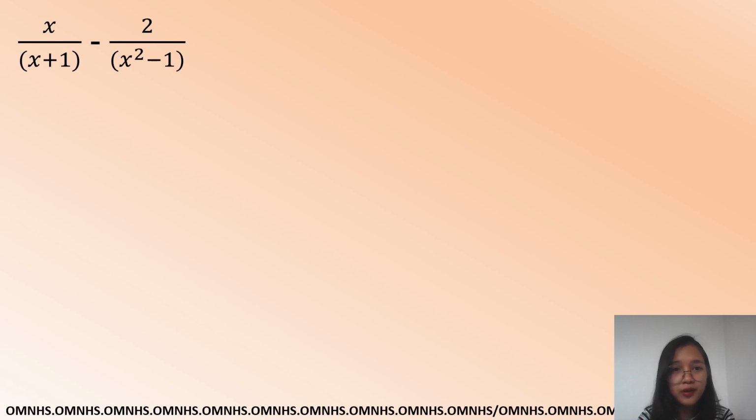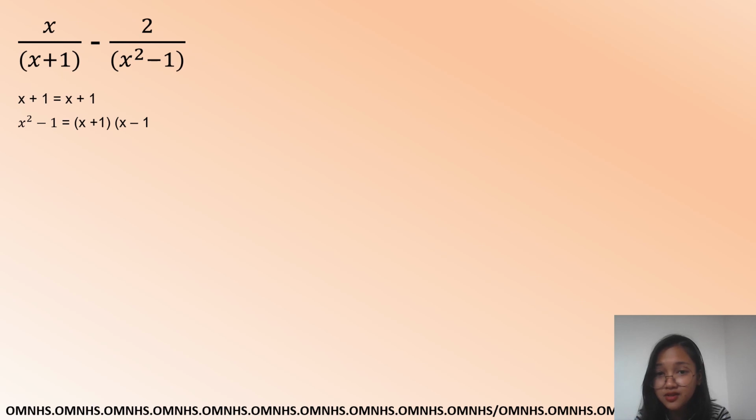Next example, we have x over x plus 1 minus 2 all over x squared minus 1. So we have to find their LCD, and to do this, we have to factor the denominator. For the x plus 1 denominator, its factor is x plus 1. And for the second denominator, x squared minus 1, this is a difference of two squares. Its factor is x plus 1 times x minus 1. So their LCD is x plus 1 times x minus 1.